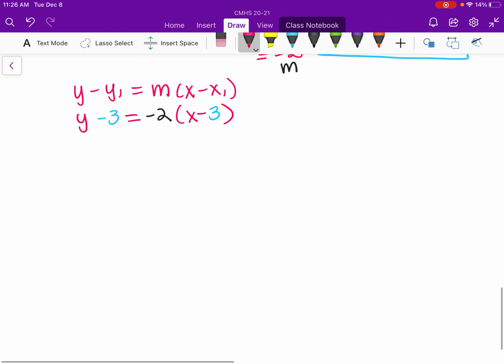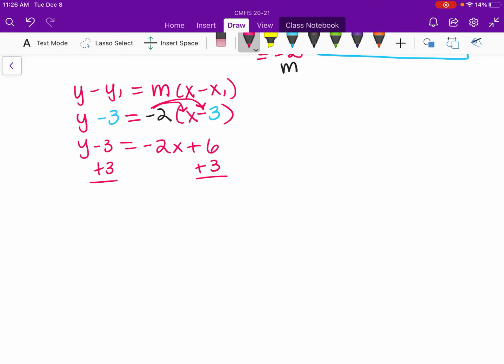And follow our steps. We plugged it in, number 1. Number 2, distribute. So y minus (-3) equals -2 times (x minus 3). Distribute: -2 times x equals -2x. -2 times -3 is a positive 6. And step 3 is move that 3 over. Subtract the 3 from the 6, and we will have y equals -2x plus 3. And that, ladies and gentlemen, is the end of the notes today.